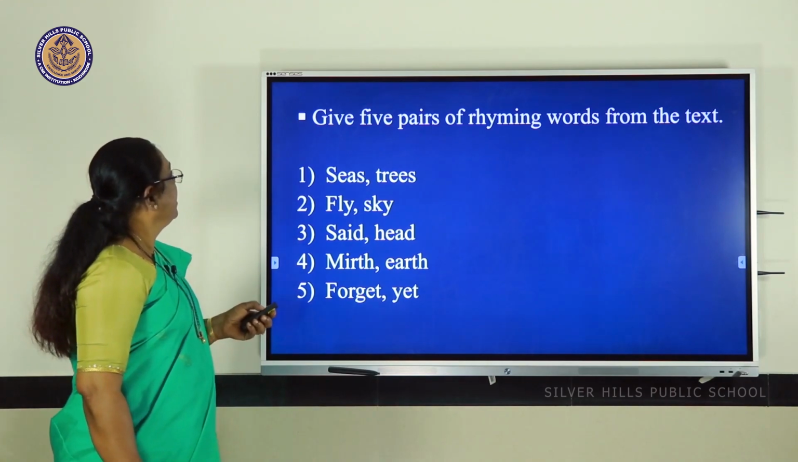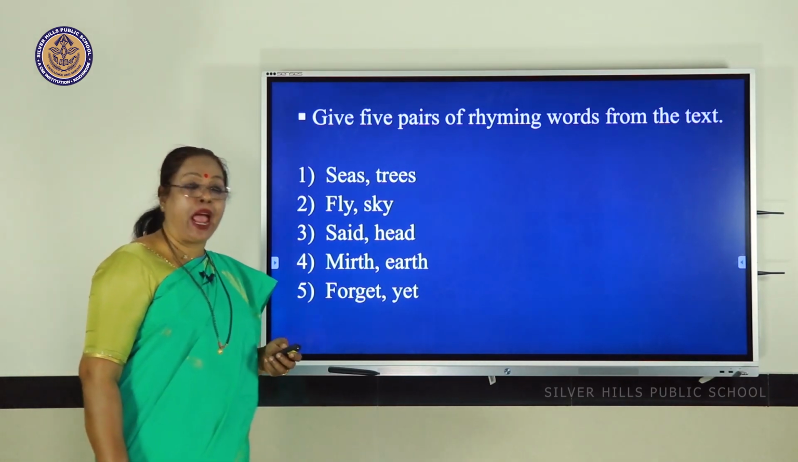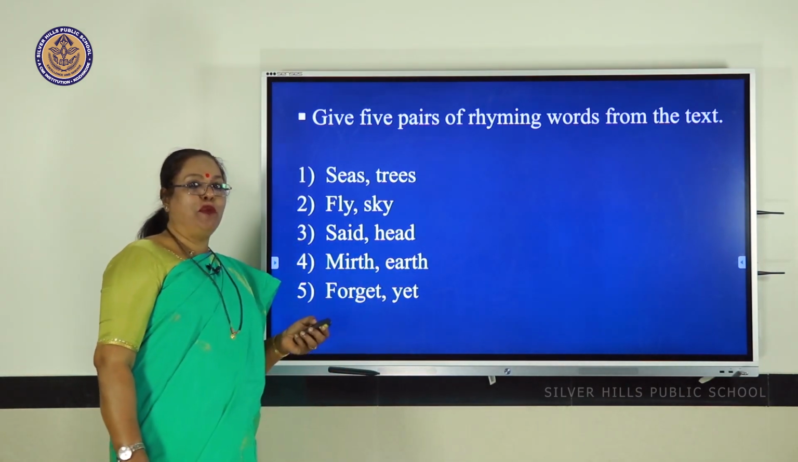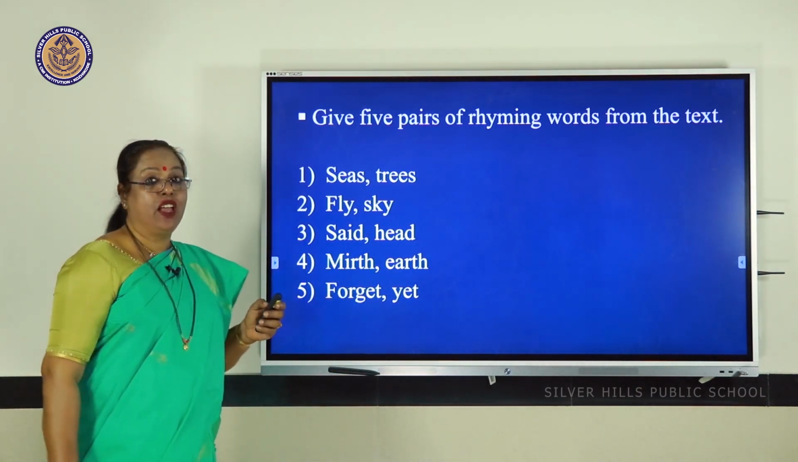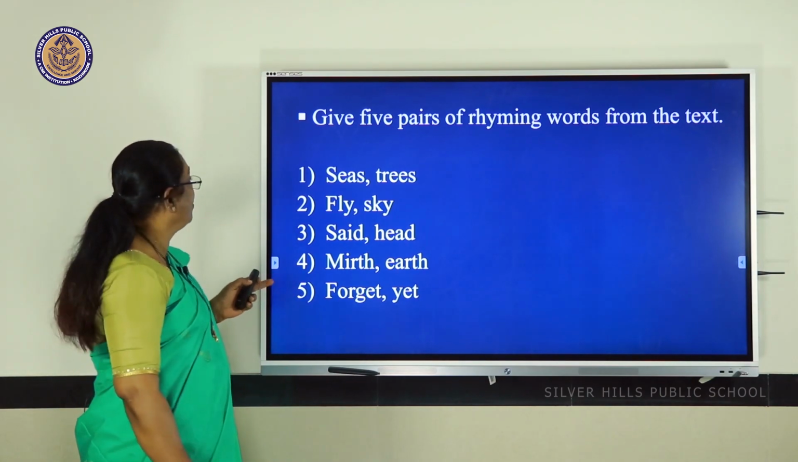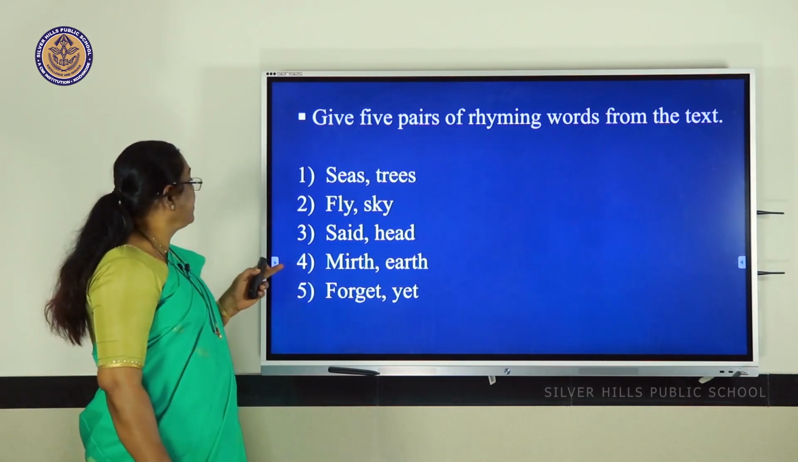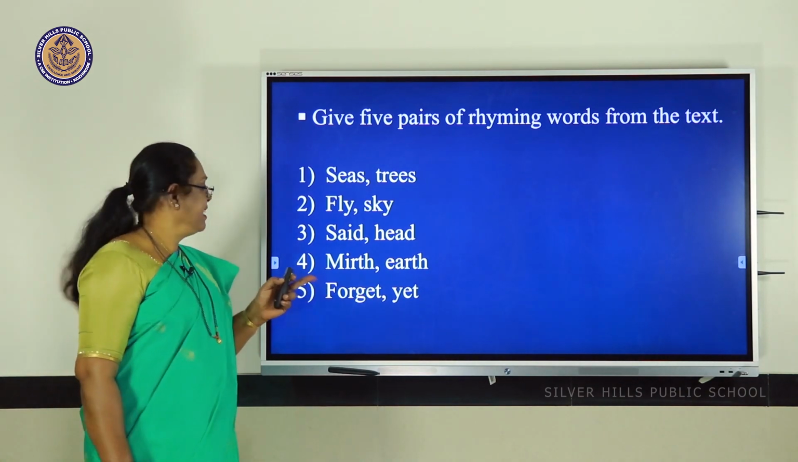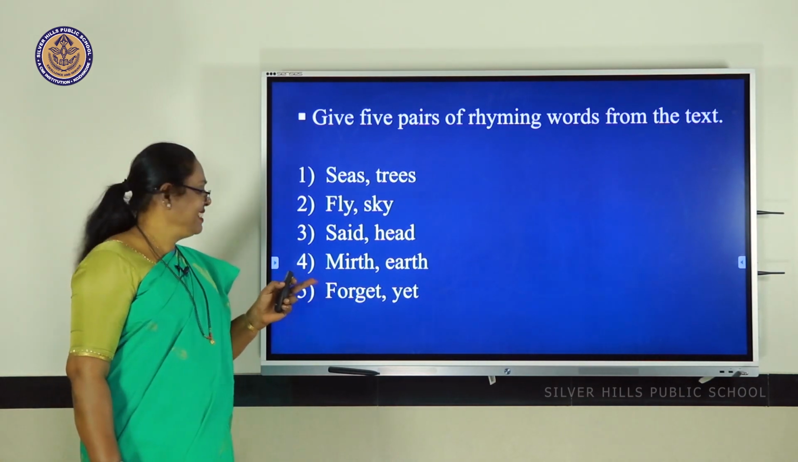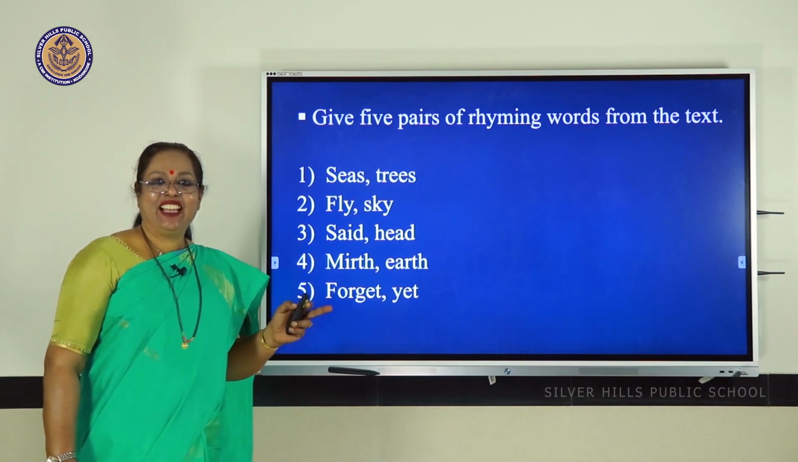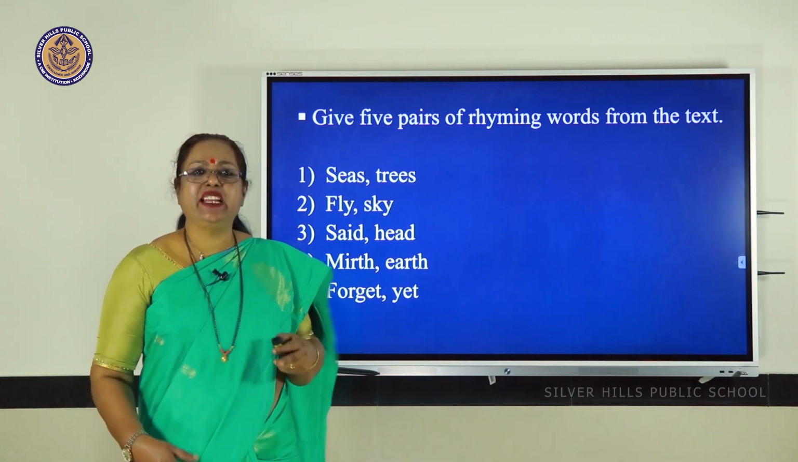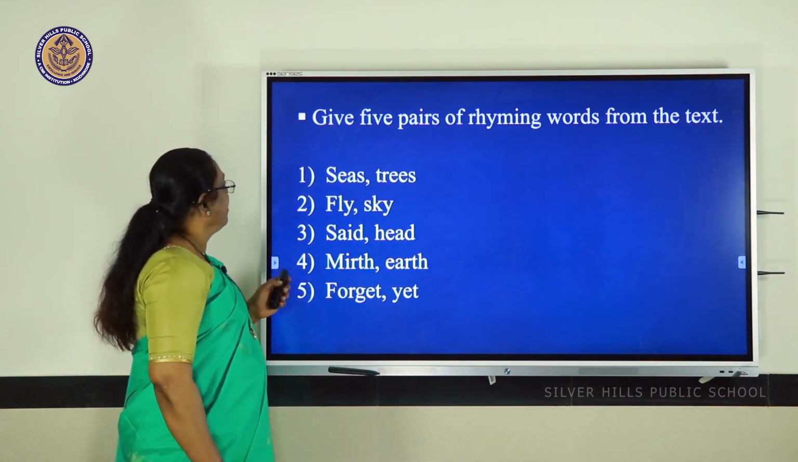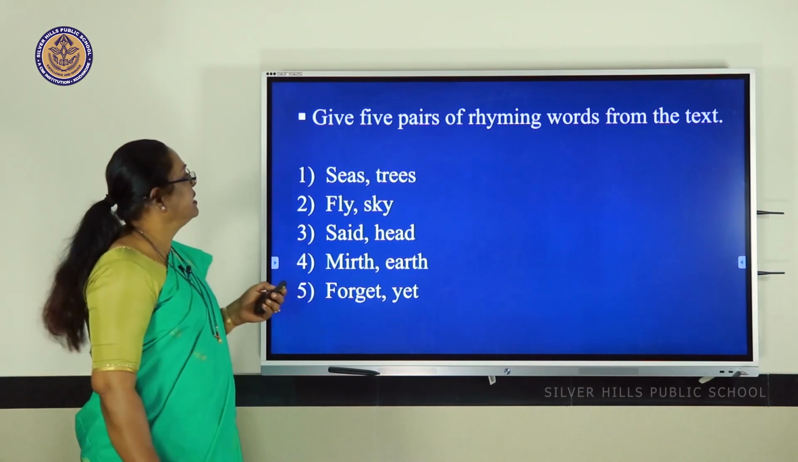Now, give 5 pairs of rhyming words from the text. I hope you all must have got it. Now, I'll just say which are the ones. You just check it out. Seas, trees; fly, sky; set, head; mirth, earth; forget, yet. All the rhyming words, children, you should say aloud. Then you will know their sound is similar. Now, these are the 5 pairs of rhyming words from the text.